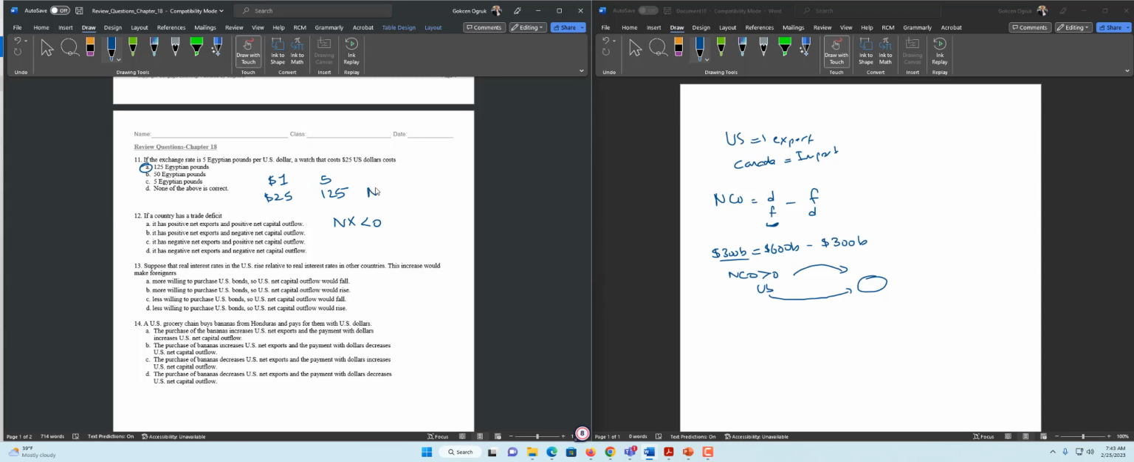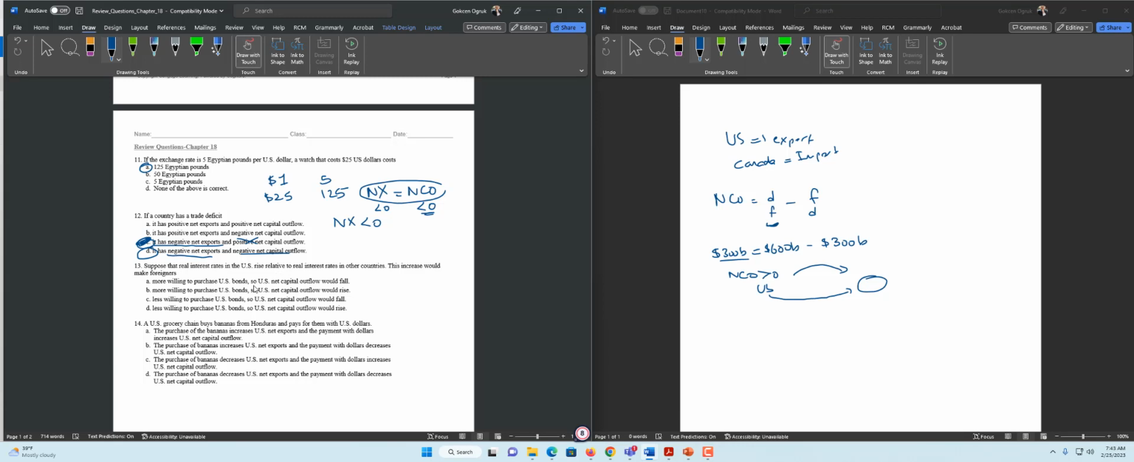And we know that there is an identity, NX is equal to NCO, right? If this is less than 0, this should be less than 0 too, okay? So if that is the case, it has negative net exports and it cannot have positive capital outflow, therefore this is not correct. It has negative net exports and negative capital outflow.